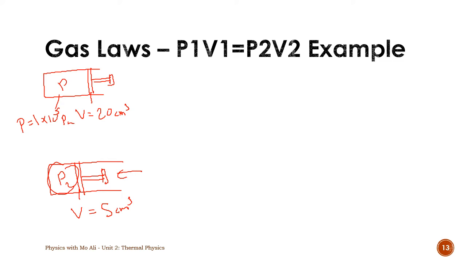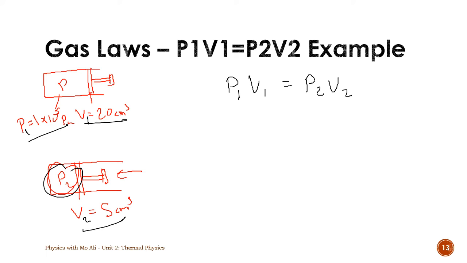First, the equation. P1 V1 equals P2 V2. Second, identify your P1s and V1s and 2s. So this is P1, this is V1, this is V2, and you're looking for P2. And finally, just substitute them into the equation. Just plug them into the equation.